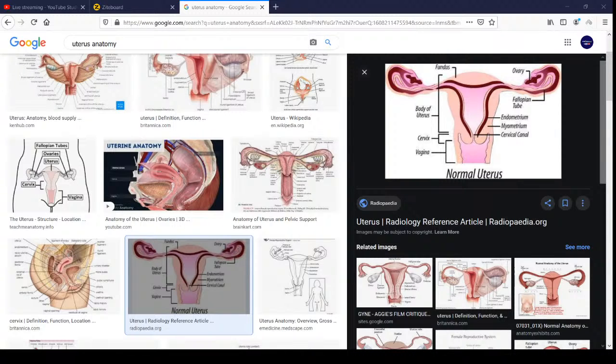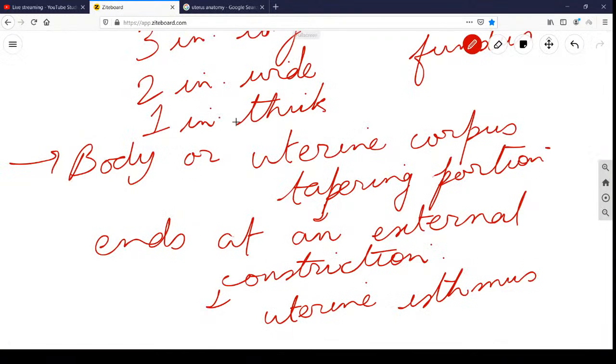Then the wall of the uterine fundus and corpus has three layers of tissue. Always remember the external surface of the uterus is covered by a thin membrane, the peritoneum. Technically it is called the perimetrium. You should be aware of the endometrium, then myometrium, and here will be the perimetrium, the outermost portion.